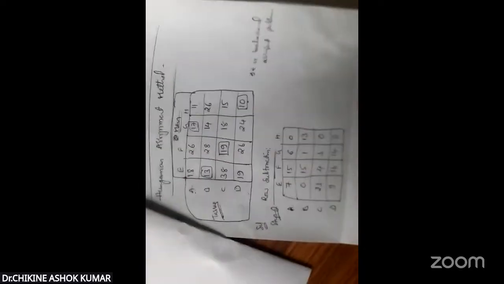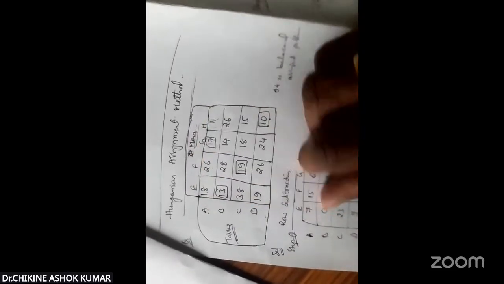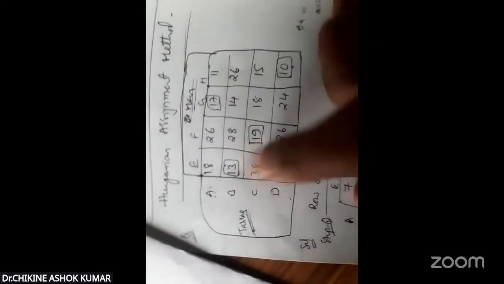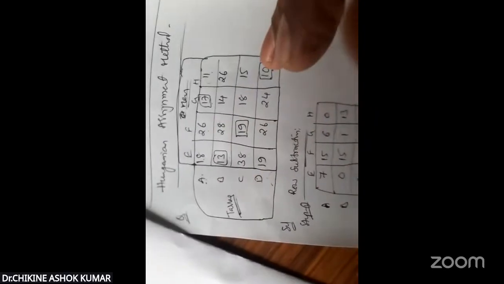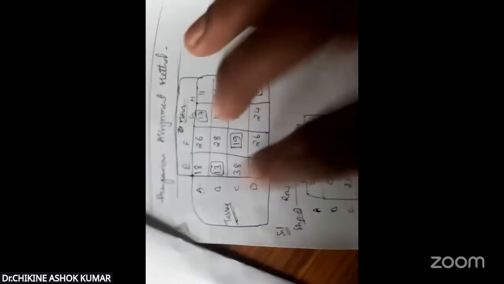If the problem belongs to the maximization assignment problem, first see in that entire matrix which is the maximum number or which is the maximum element. In previous problems, if I say this is a maximization problem, in this entire matrix, which is the maximum number? 38. 38 is the maximum number. So select the maximum number 38 and subtract the remaining all elements from 38.